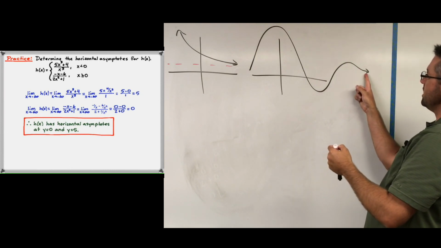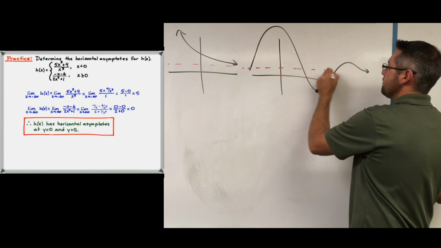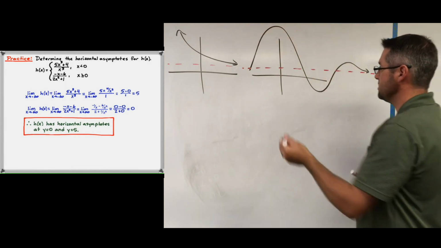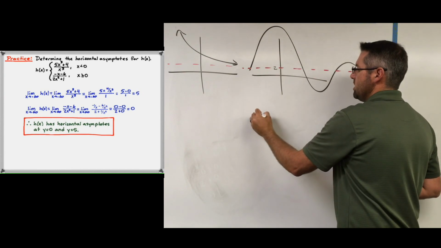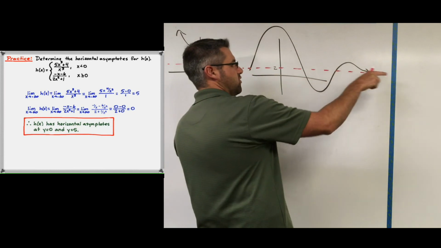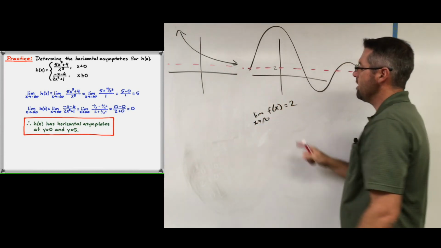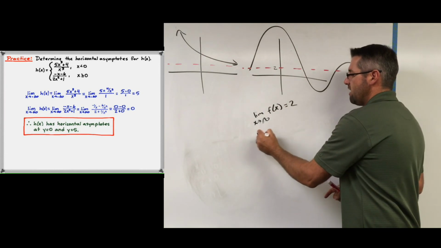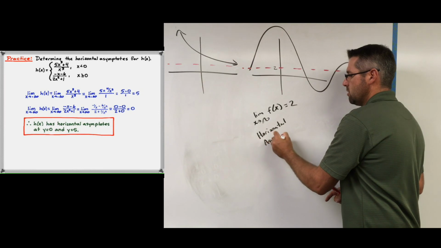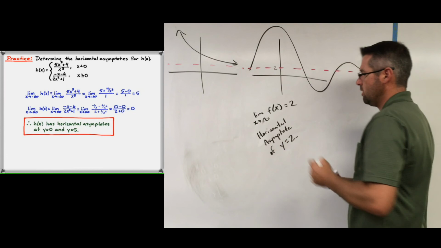As x approaches infinity, it looks like it's flattening out. So that looks like it could be a horizontal asymptote. Let's call this number 2. We would say the limit as x approaches infinity, right here, as it goes further and further out there, of f of x is 2. Because of that, we have a horizontal asymptote of y equals 2.